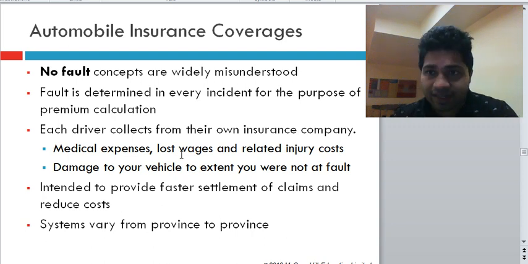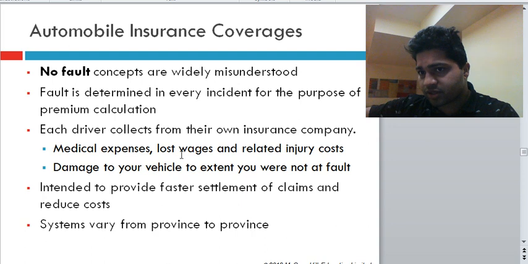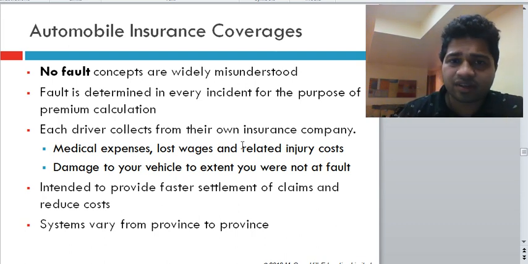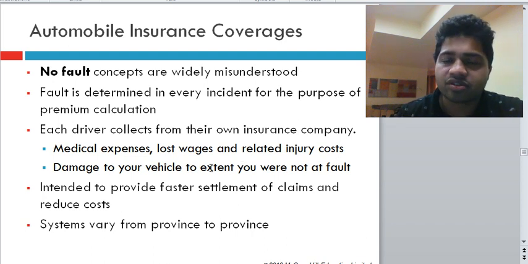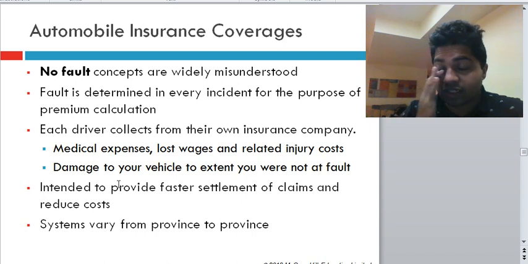Then you can collect your damages, whatever damage was caused, whatever physical injury you have suffered or your car has suffered, from your insurance company. Your insurance company will fight with the insurance company that the other person has. You don't have to argue or sue anyone. Each driver collects from their own insurance company medical expenses, lost wages or injury costs, and damage to vehicle, to the extent you are not at fault. But this changes when you're drunk driving. If you're drunk driving and it is your fault, then it's a whole other situation.